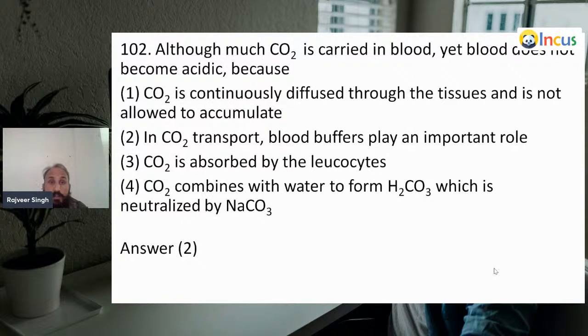Next question: although much CO2 is carried in blood, yet blood does not become acidic because why? CO2 is continuously diffused through the tissue and is not allowed to accumulate. This is not right. CO2 transport, blood buffer play an important role. Yes, definitely this is the right answer. CO2 is absorbed by leukocytes. This is not a strong reason. Carbon dioxide combined with water forms H2CO3, which is neutralized by sodium carbonate. This is not right. So we can say our right answer is the second.